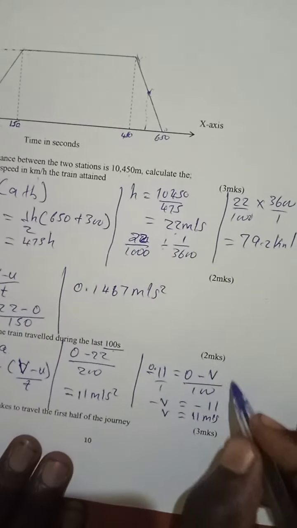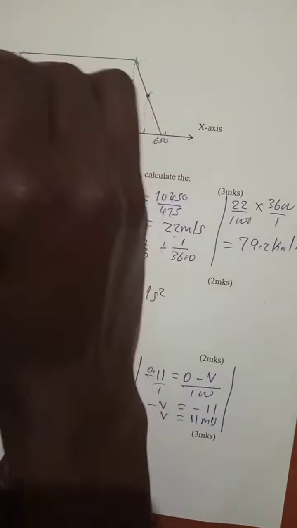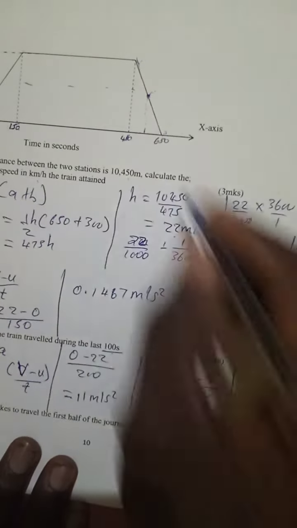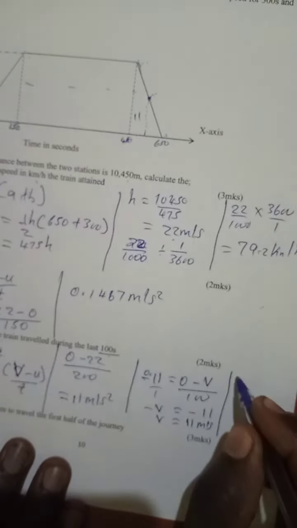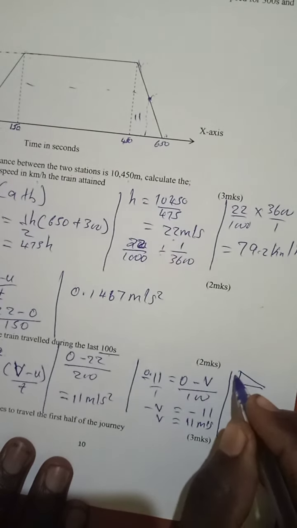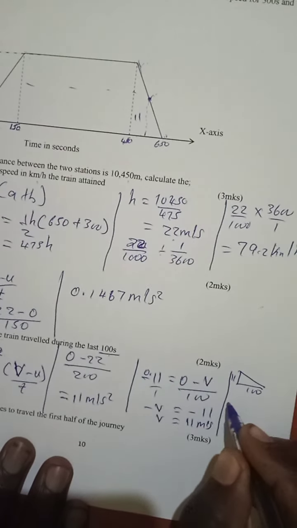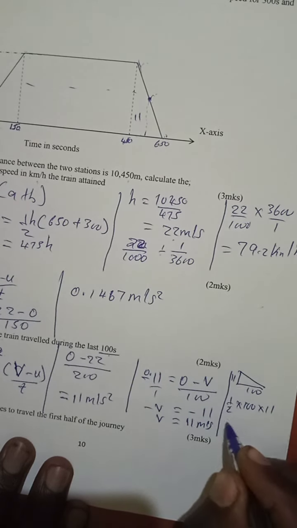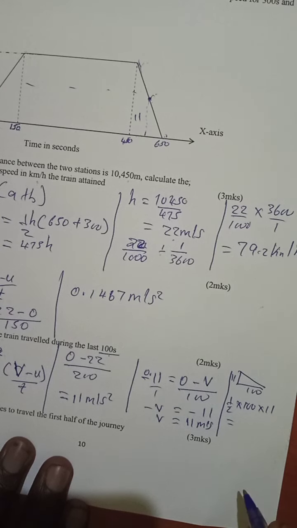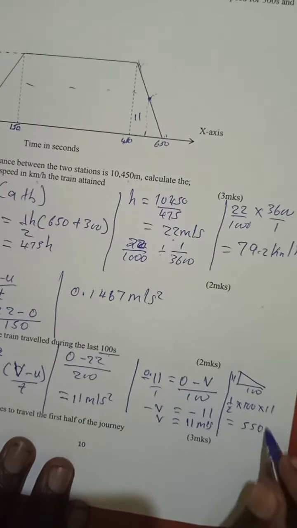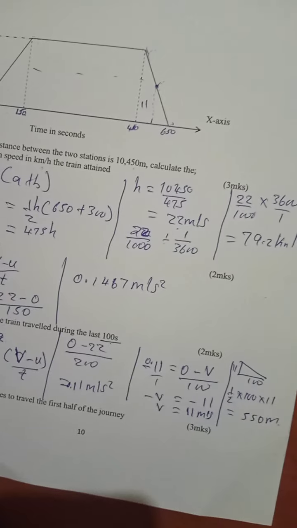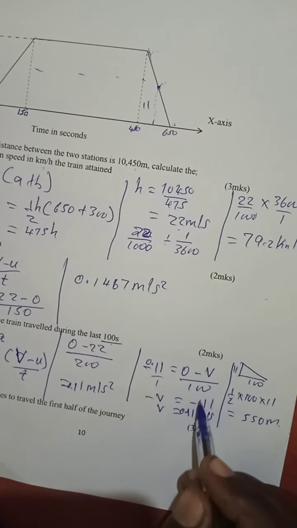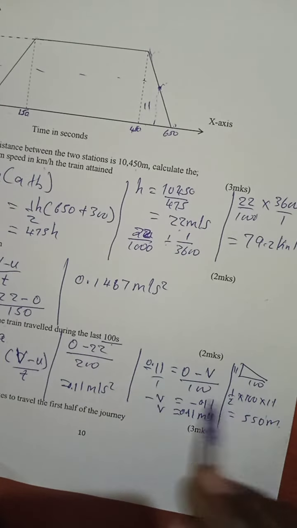Therefore, for the distance traveled now, this is 11 and this is 11. Drawing that triangle, this is 11, this is 100. So the area under the curve is a half times 100 times 11, and that leaves us with a final answer, which from the calculator is 550 meters. So remember to change this one to be 0.111. This is also 0.1, so that you now get the correct answer there.